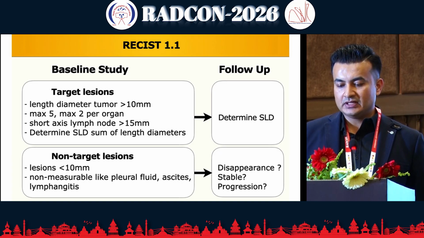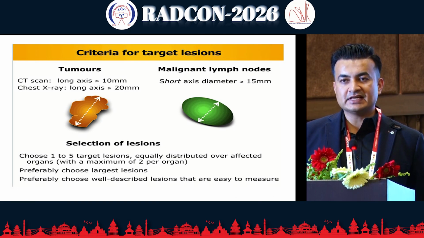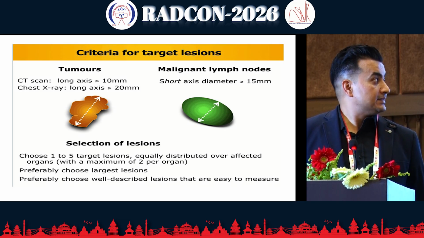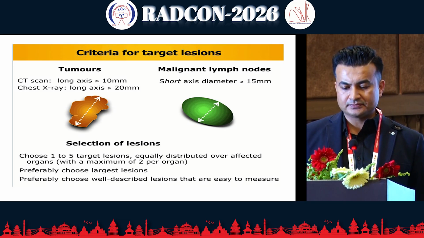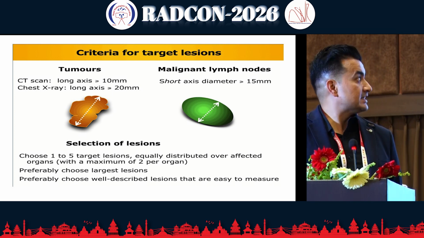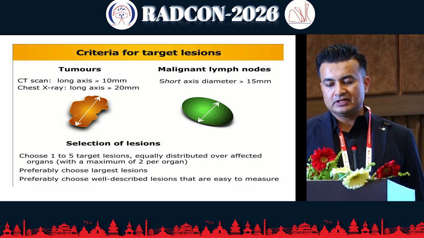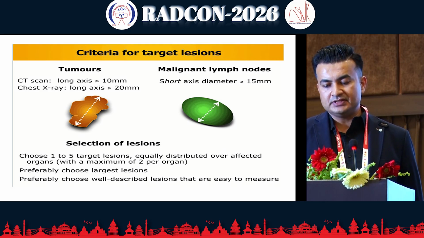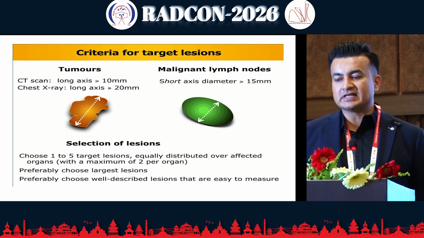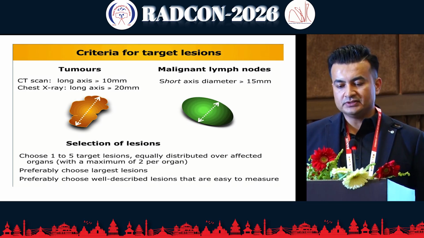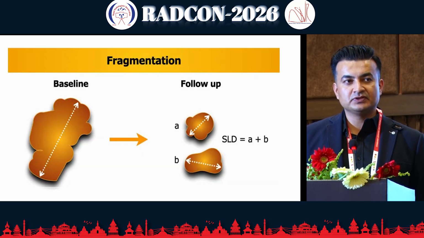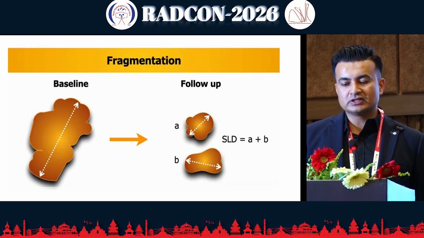baseline scan. So this is just an example where we see that the lesion here is smaller in size at baseline, but then on the left we see that the lesion is increased. So there is more than a 20% increase in the size of the tumor. So this is progression. Partial response is when the tumor at baseline is larger and it decreases by more than 30%. So that is partial response.